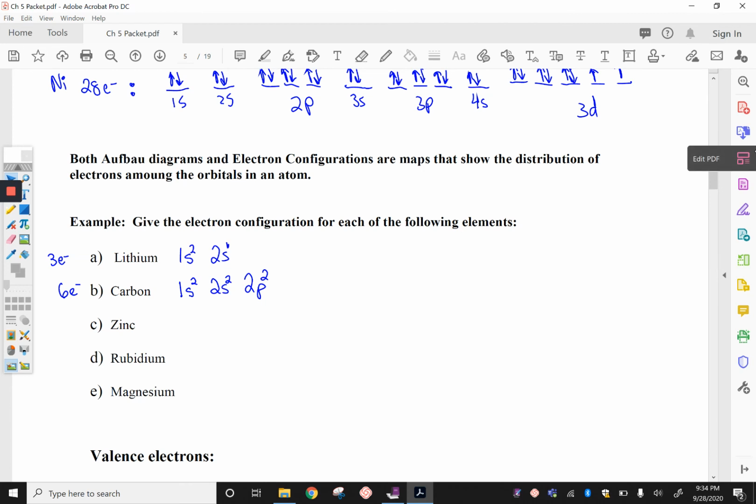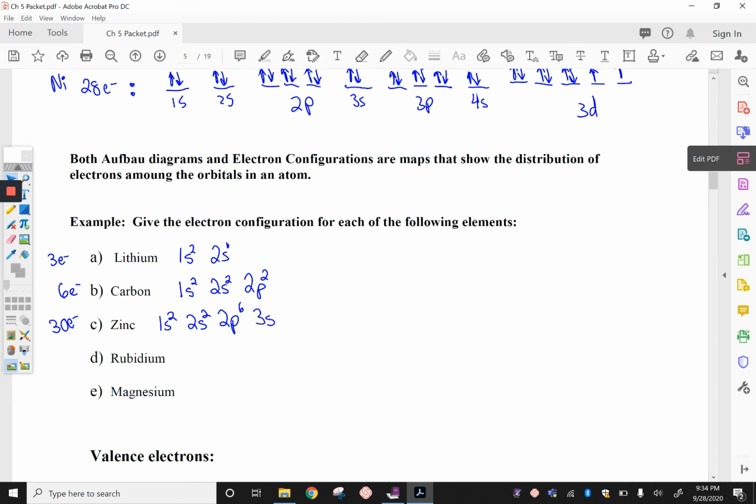Okay, let's do zinc. Zinc is 30 electrons. Oh my goodness, let's start. 1s is the lowest sublevel. How many can it take? 2. Next is the 2s. How many can it take? 2. We're up to 4. Next, 2p. How many can it take? 6. So we've done 10 electrons so far. 20 more to go. What comes next?